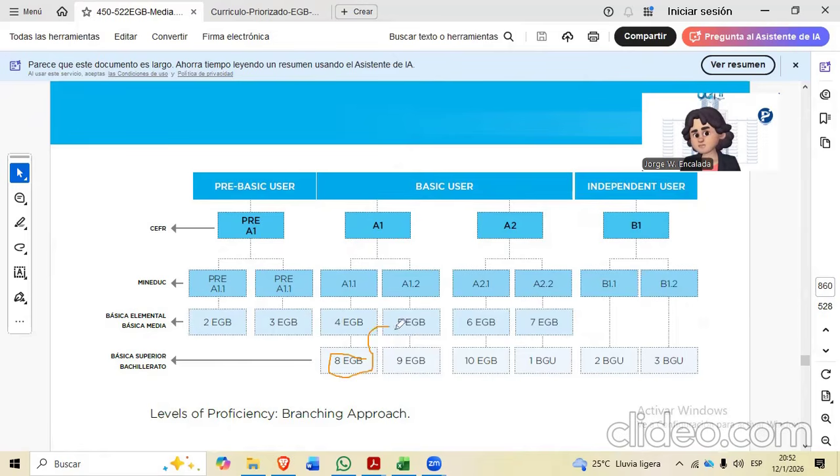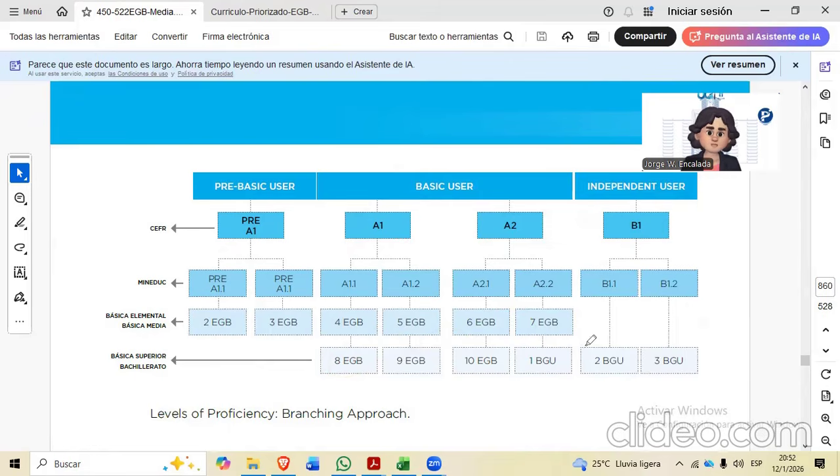Then when they move to ninth grade, they are still A1. In 10th grade, they move back to A2. And the first year of bachillerato is when they reach, or are supposed to reach, the A2 level of proficiency. And that leaves us with the second and third year of bachillerato to reach the B1 level of proficiency, okay?